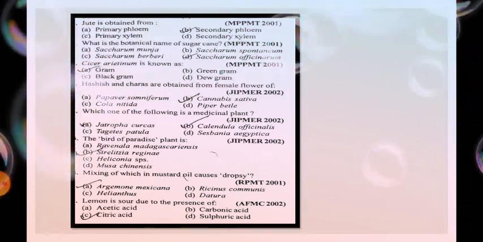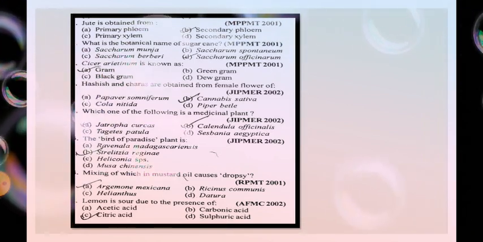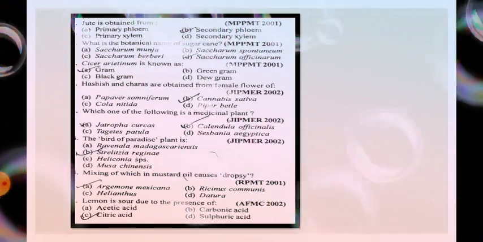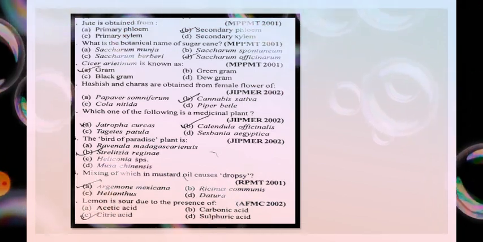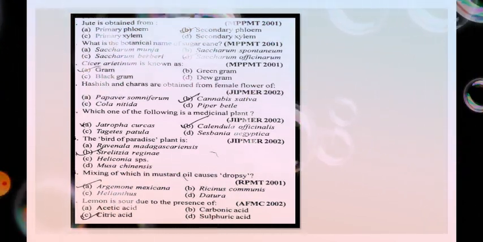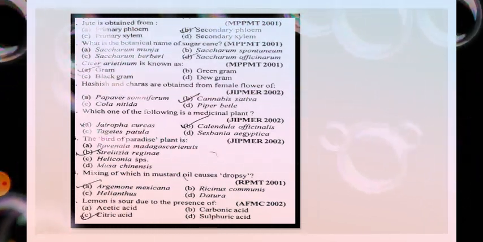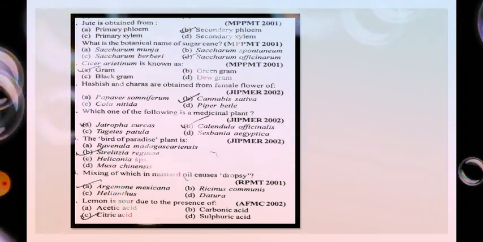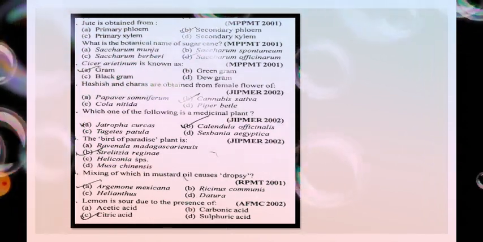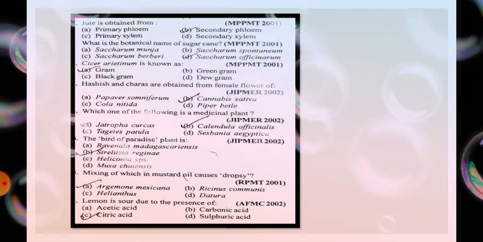Then hashish and charas are obtained from the female flower of which plant? Papaver somniferum, Cannabis sativa, Cola nitida, or Piper betel or pan. So the second one is the correct answer, that is Cannabis sativa.